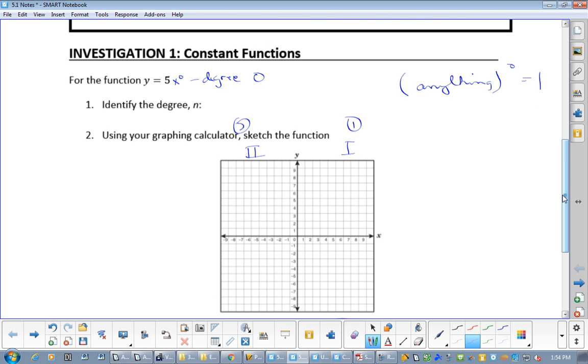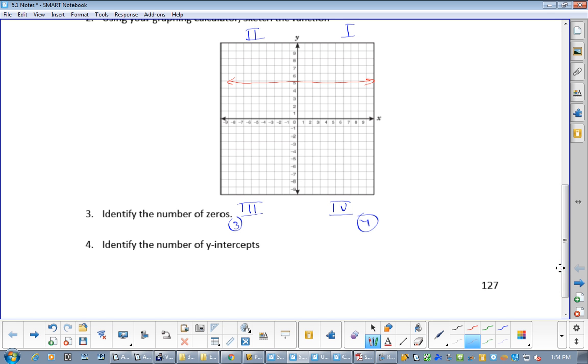So when you graph y equals 5, it's going to look just like that. That's supposed to be a straight line. Okay? How many zeros are there? Does anyone know what a 0 is? Very good. It's the same thing as x int. Okay? These two mean the same thing. There are none. And the number of y-intercepts, there's 1. Okay? And just draw an arrow there. There's your y-intercept.